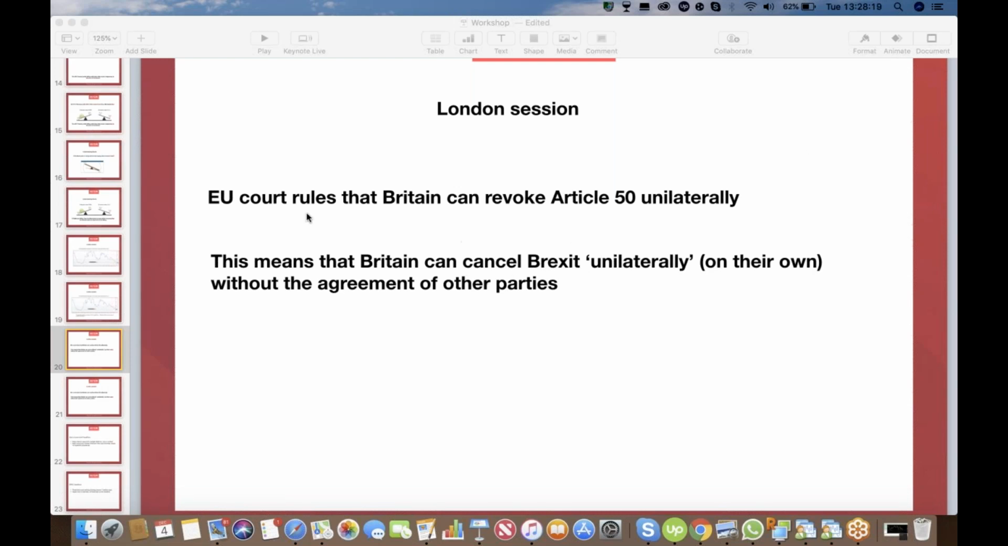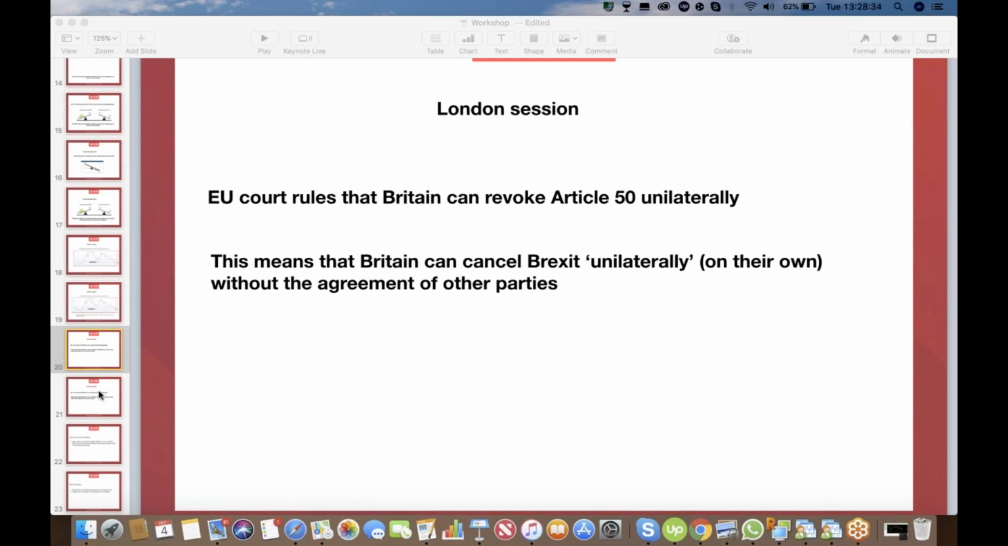You see, so the big picture is EU court rules that Britain can revoke Article 50. Good news, pound gets bought, but actually it doesn't really change anything. Britain's still going to carry on the same path it is, and that kind of sentiment is likely to be faded.